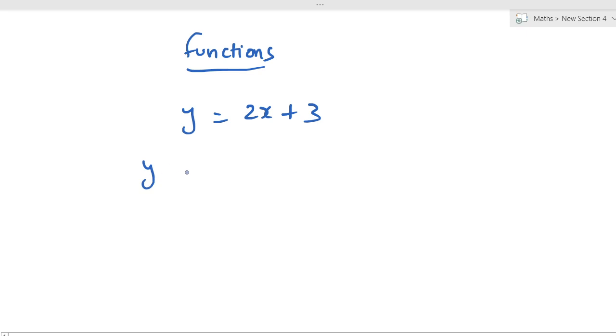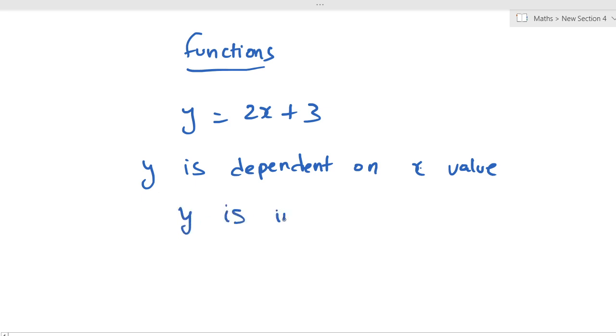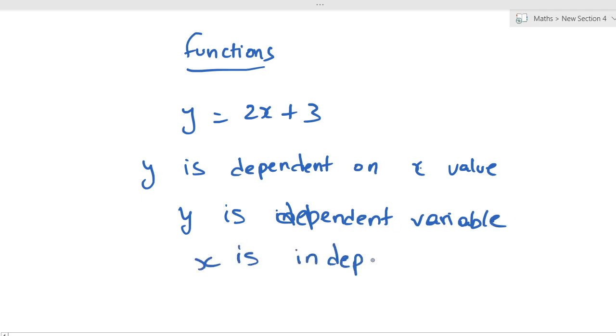Here y is dependent on the x value. Why? Because if the x value is 3, then only you can determine the value of y. So first you need to determine the value of x, only then you can determine the value of y. So y is dependent on the x value. So we call y the dependent variable, and x is the independent variable.